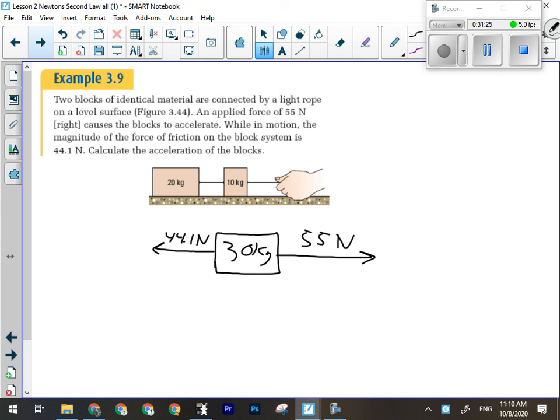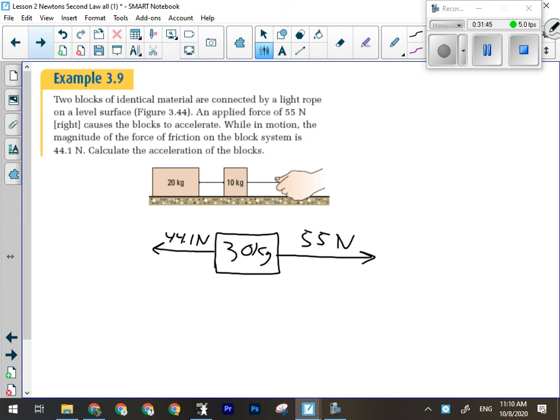That's really what's going on here. I have 30 kilograms worth of mass being pulled forwards by a 55 Newton force and backwards by a 44.1 Newton force. Yes, it's actually a 20 and a 10, but it doesn't matter. They're moving together.